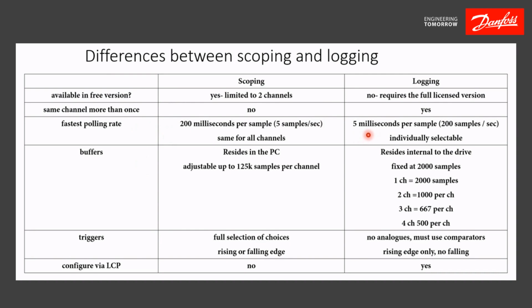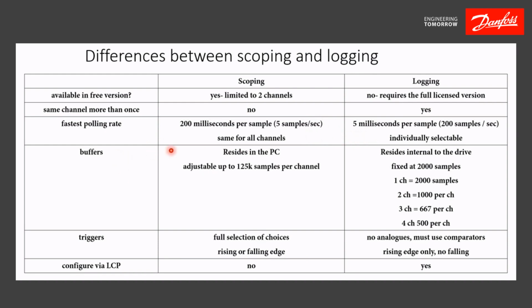The reason that the logging feature can sample much more quickly is because it doesn't need to communicate that information across the serial port the way it does when you're scoping. The PC has to poll the drive for that information across the RS-485 serial connection. Here it's storing straight into its own buffer, so you can get much higher resolution.